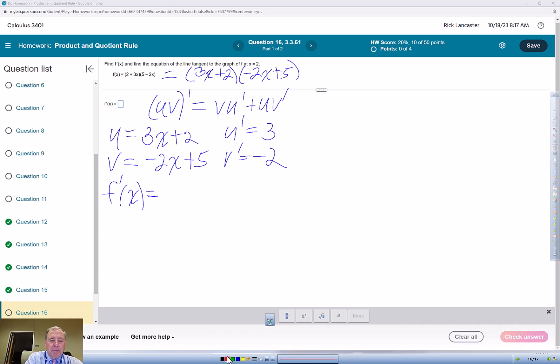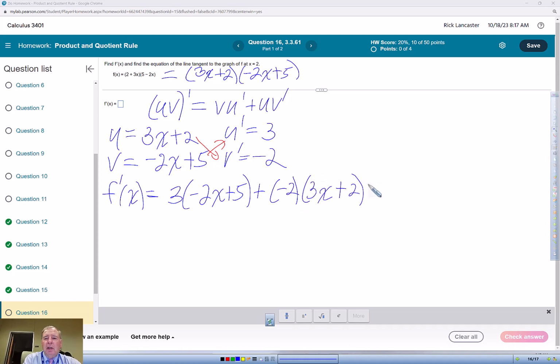I'm going to multiply this way. 3 times negative 2x plus 5 plus, because that's part of the rule. And then we're going to multiply this way. So I'm going to put in a little parenthesis there, negative 2 times 3x plus 2. If we distribute out, 3 times negative 2x is negative 6x, 3 times 5 is 15, and then negative 2 times 3x is negative 6x, negative 2 times 2 is negative 4.